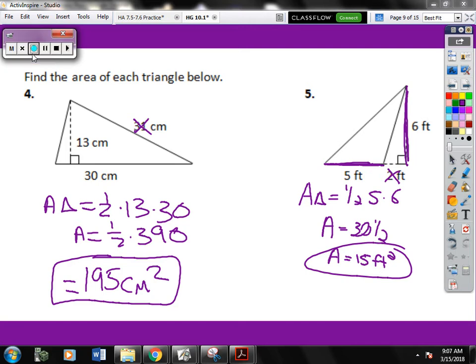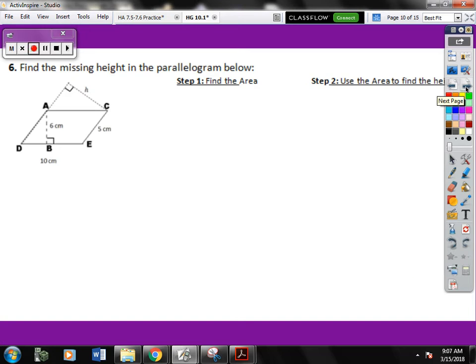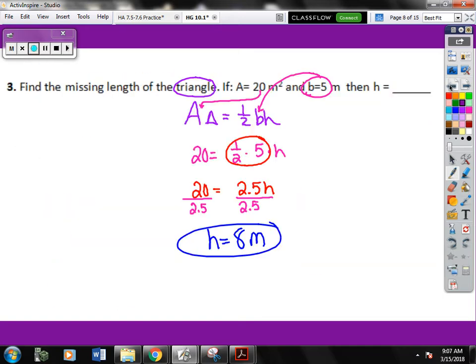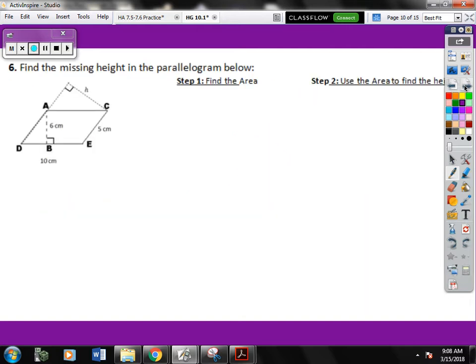Alright, the ones on the back get just a little bit more tricky because we will be asked to find a height or a base, and we don't know the area. So back on the front, I gave you the area and you could solve out for a base. On the back, I just ask you to find the missing height, but you don't know what the area is. So step 1 is going to be to find out what the area is, and then step 2 will be to use that area to work backwards and find out what the missing height or base is.